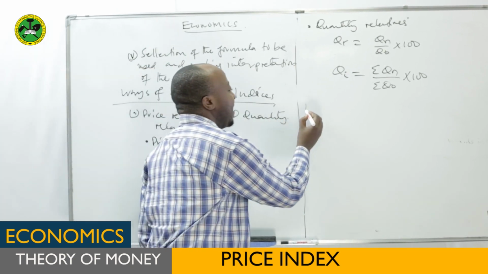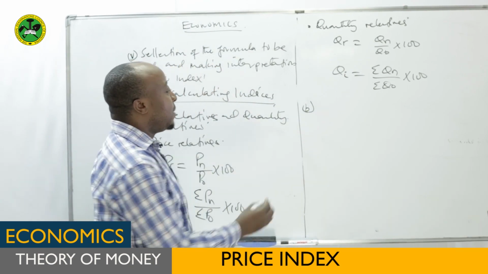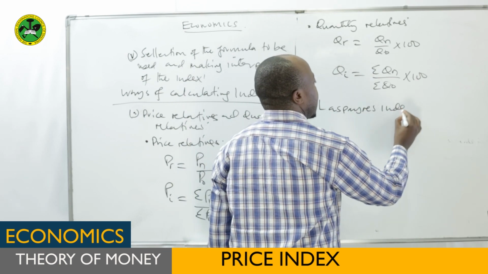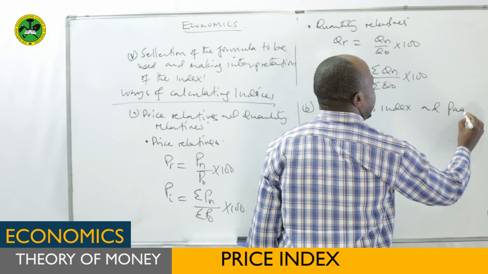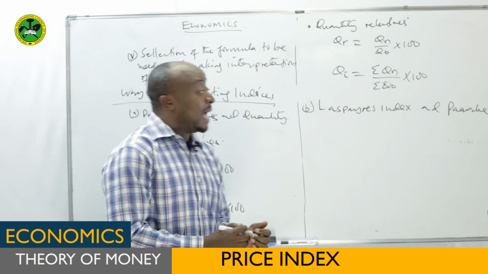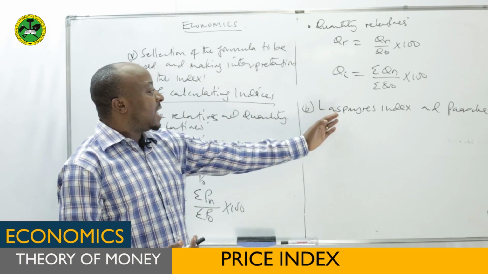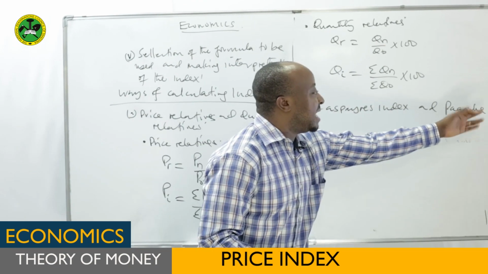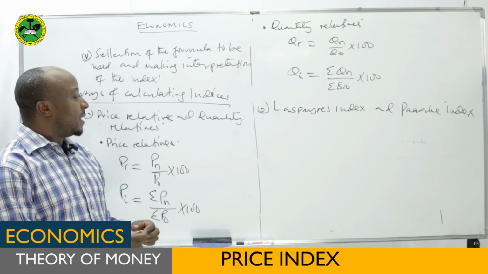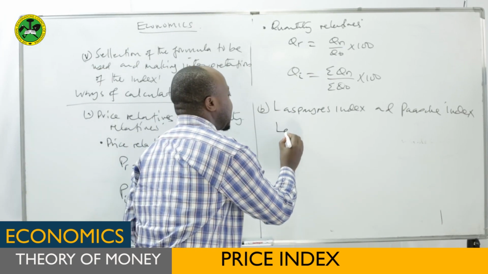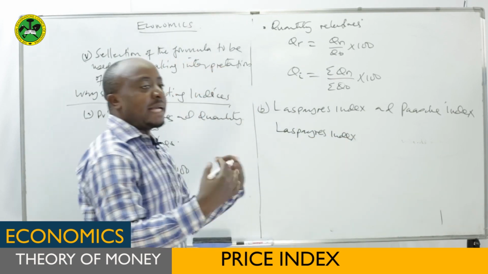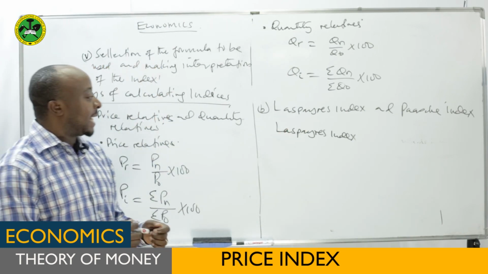Now this is for the case of price relatives and quantity relatives. Then again we have different ways of calculating by using the Laspeyres index and the Paasche index. These two were introduced by different economists. Laspeyres is the name of a person, and Paasche is also the name of a person. They introduced these formulas for calculating price index. Let's start with the Laspeyres index, because sometimes the calculation here is not a problem; the problem comes in making interpretation, where we are going to make a clear clarification.